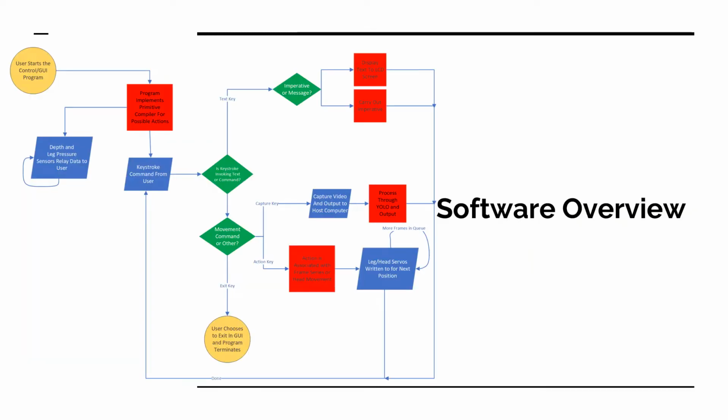Now, we can finally talk about that software that I've been mentioning. As the process initiates, a primitive compiler puts together all of the primitives or frames, similar to frames in an animation, that allow the robot to move. The depth and pressure sensors continually gather information, and the command line interface of the GUI collects user input. This input can be interpreted as text commands displayed on the LCD screen, imperatives to give you data on the robot, and movement commands, which will execute those primitive movements.